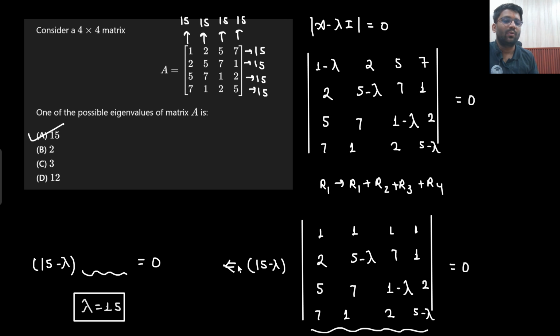We will get something outward. So that will be one of the factors for sure. So lambda equals 15 will also be one of the eigenvalues for sure. Understandable? All good? All done?